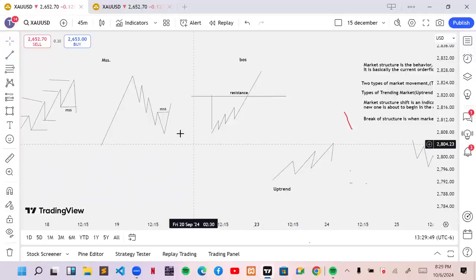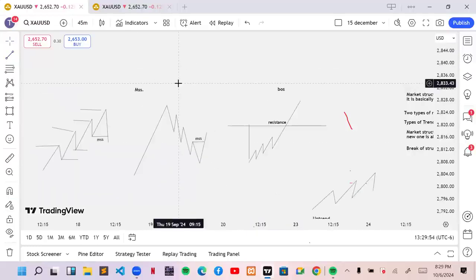So for market structure shifts, there's an indication that price is about to change direction to the opposite side. But in a break of structure, a key level is broken in the market, and the market is still going to remain in the same trend it was on before.